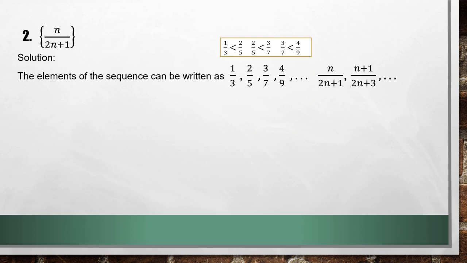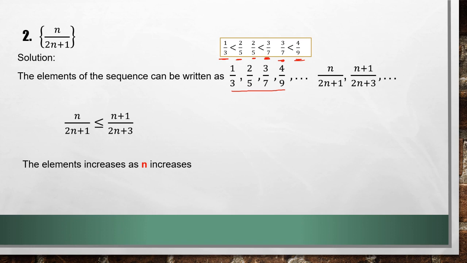Now observe that the first term, 1/3, is less than 2/5. 2/5 is less than 3 over 7. 3 over 7 is less than 4 over 9. What does it imply? It implies that the elements increase as the number of terms increases. Again, the elements increase as n increases. Okay?